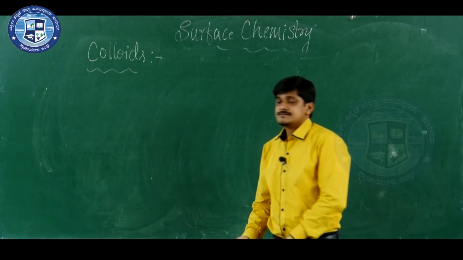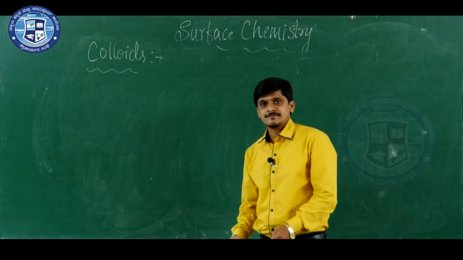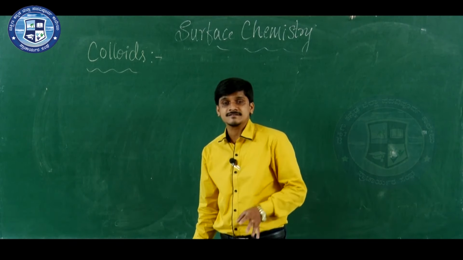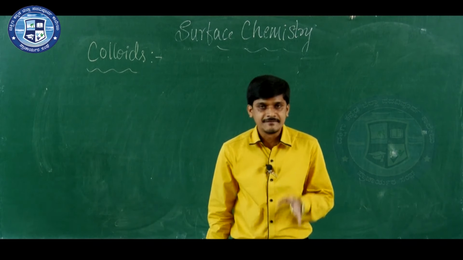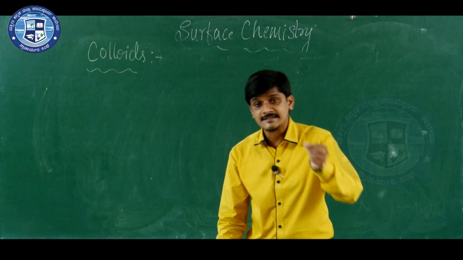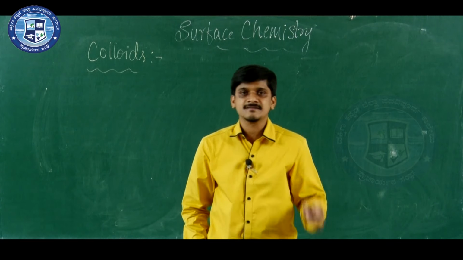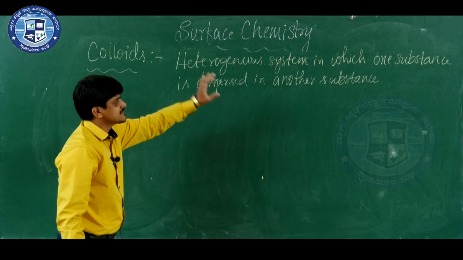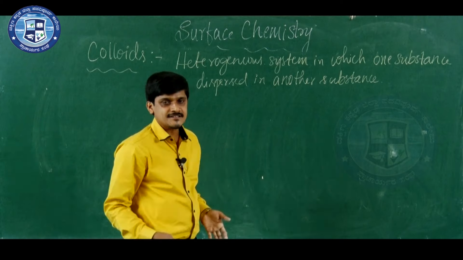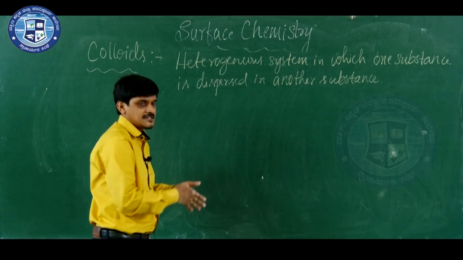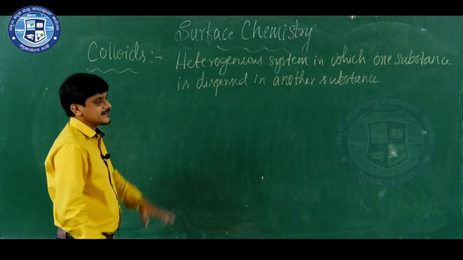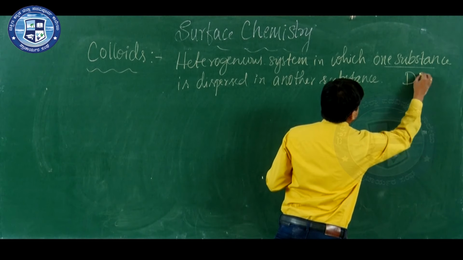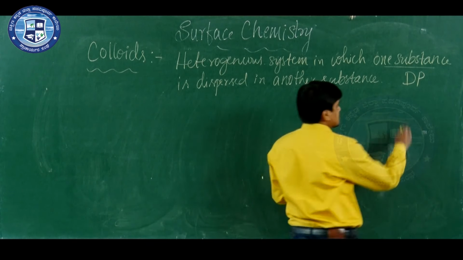So what are these colloids? Colloids are heterogeneous systems in which one substance is dispersed in another substance. Colloid means it is a heterogeneous system in which one substance is dispersed in another substance. When one substance is dispersed in another substance, we call it a colloid. That one substance is called DP, that is dispersion phase.